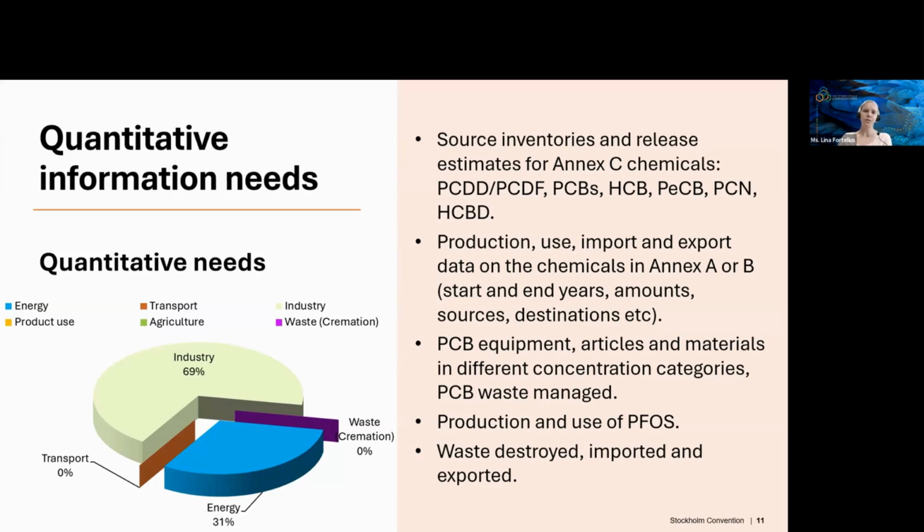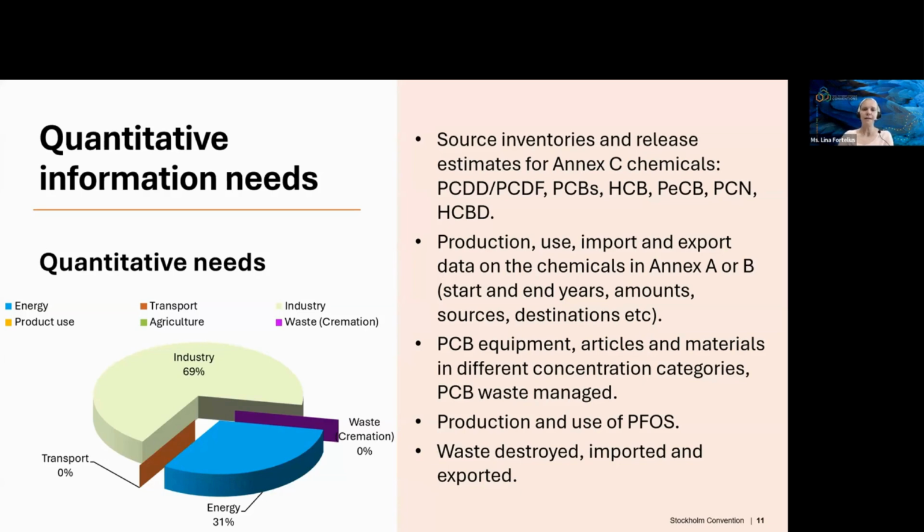The production, use, import, and export data on the intentionally produced chemicals in Annex A or B. This information may be sometimes a bit difficult to find, especially for chemicals that have not been produced in your country or that are not registered. As, for example, pesticides are usually registered. So it's sometimes easier to find this information for the pesticides.